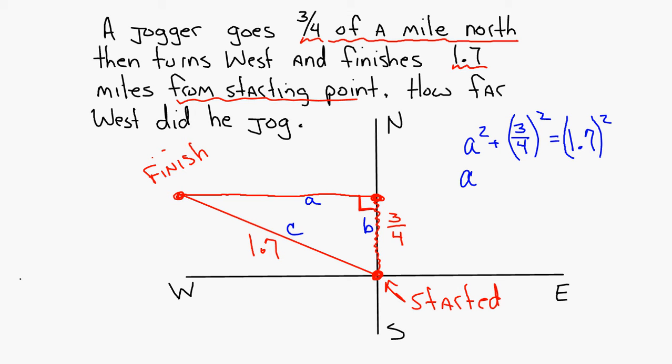So A squared plus, in your calculator, 3/4 squared is 9/16 equals 1.7 squared, which is 2.89. Now, if you'll do this along with me, I can show you how to make it real easy using the calculator. The last number in your calculator should be 2.89. You're going to subtract 9/16 from each side.